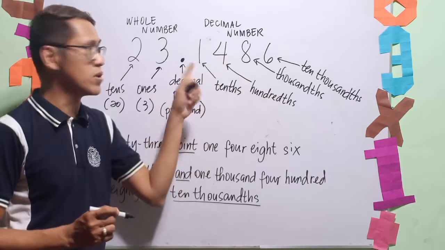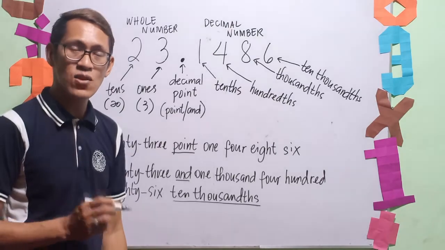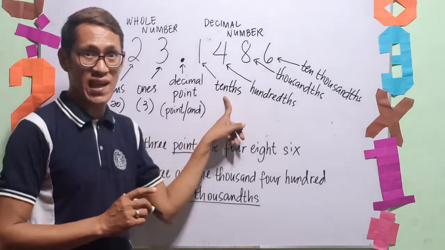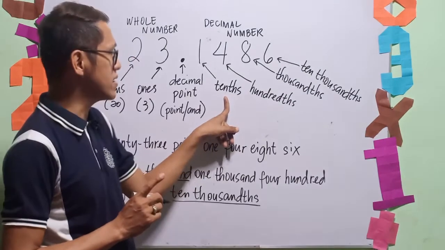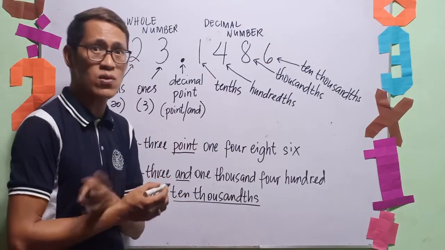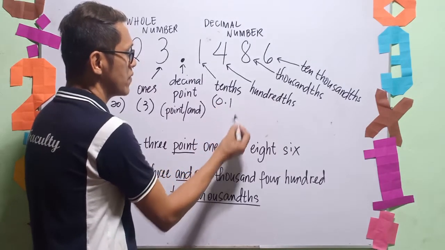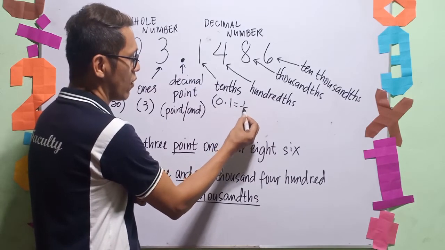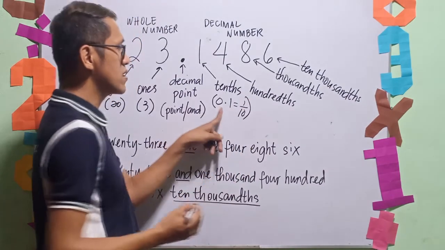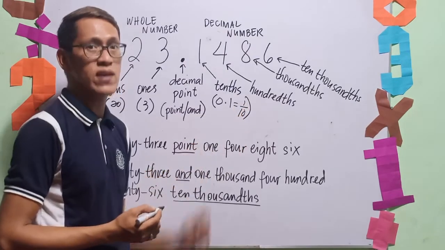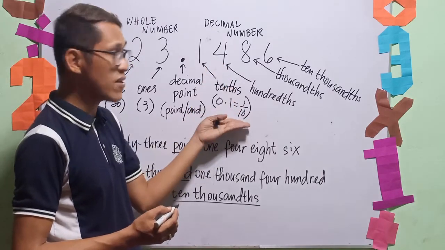What about the value of each digit of the decimal number? Let's start with 1. 1 is in the tenths place. So meaning you have 1 of tenths. In fraction, that's 1 over 10. So that's 1/10. How do you write 1/10 in decimal? 1/10 in decimal is 0.1. In fraction, that's 1 over 10. So 0.1 is the same as 1 over 10, 1/10. So you have 1/10 here. That's the value of 1.